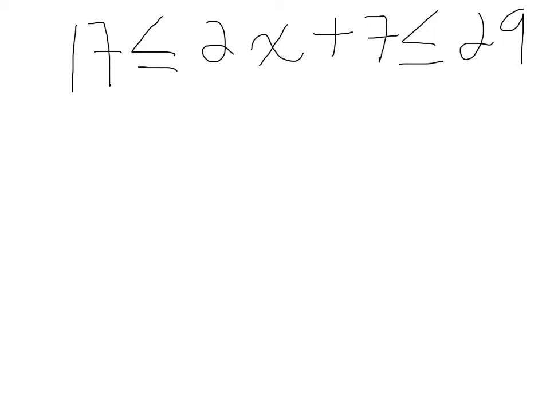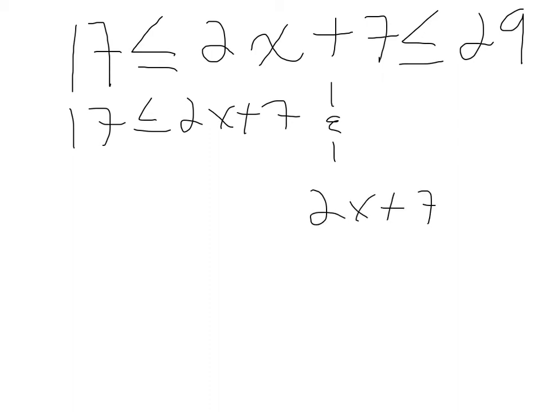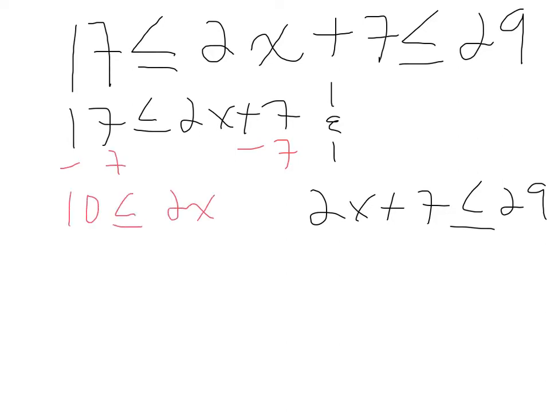Now how do we solve this? There's two ways to look at it. What I would do is set this up as 17 is less than or equal to 2x plus 7 and 2x plus 7 is less than or equal to 29. If we solve this one right here, we subtract 7, subtract 7, we get 10 is less than or equal to 2x. We divide by 2, divide by 2. You get 5 is less than or equal to x, but we don't like that.